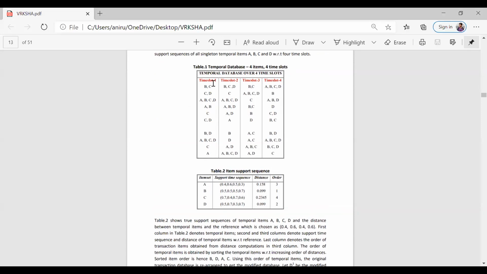First, we calculate the frequency of A in time slot 1, ma'am. Okay. So what is the frequency of A? It is 4. 0.1. Yeah, 4. So we actually divide it by the total number of transactions, ma'am. This is 10. So here we have 4 time slots. That's why we have 4 values.